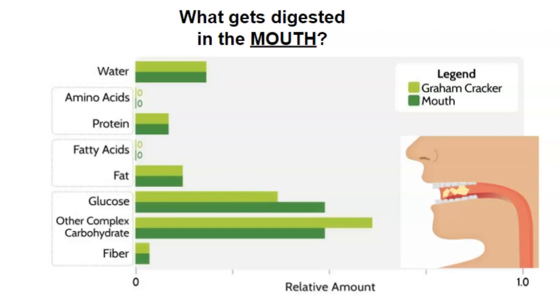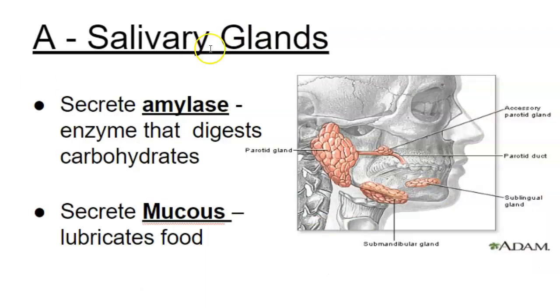So what helps us digest those carbs? Well, our salivary glands have an enzyme called amylase that digests those carbohydrates. We learned about enzymes way back in the DNA unit. Polymerase, helicase, they help build up or break down molecules. With these enzymes we're learning about in the digestive system, they're going to help break down molecules. So amylase digests carbohydrates, breaks them down.